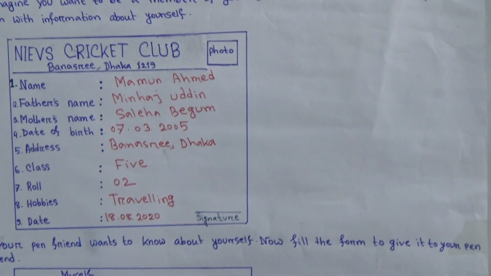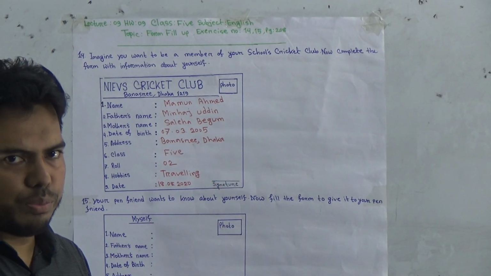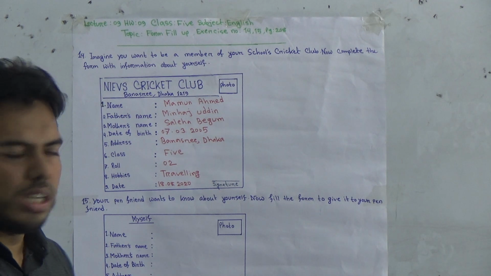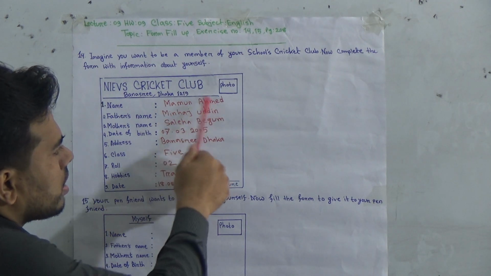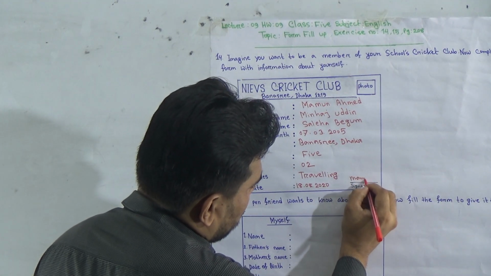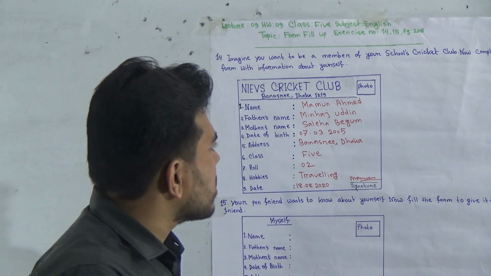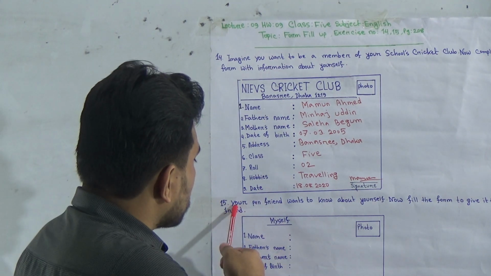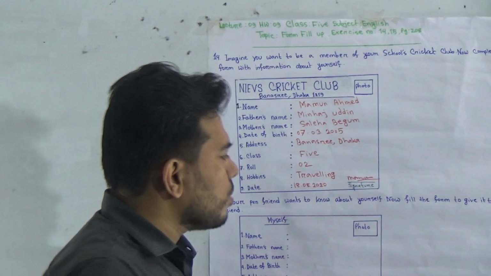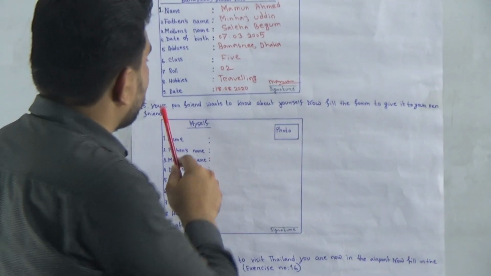Our information is given. Now we have to put a signature here. Signature of whom? Signature of this person, Mamun Ahmed. This is one part. Now the next one: your pen friend wants to know about yourself. Now fill the form to give it to your pen friend.